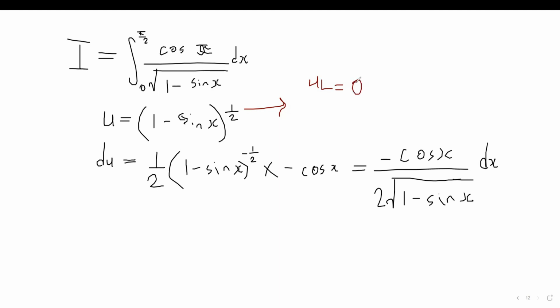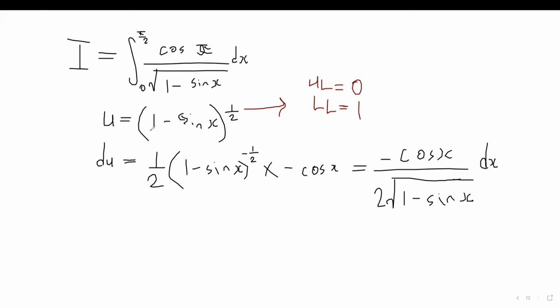Do you agree with that? Yes, sir. And the new lower limit is going to be, plug in 0 in there. 1 minus the sine of 0 is 0. 1 to the half is 1. So the lower limit is now 1. Now we can do our substitution, Marika. Now we're good. So now, Marika, notice that we need minus cos x times 2 over 1 minus sine x dx.